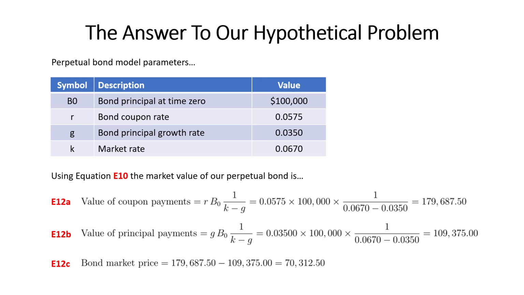So E12C, that's the bond market price. We take E12A minus E12B, because remember that the benefit of owning this perpetual bond is we get coupon payments worth 179,000. But the disadvantage is we have to constantly make principal remittances to the bond issuer, and the value there is 109,000. So our bond market price is therefore 179,687.50 minus 109,375. So the value of our perpetual bond for our hypothetical problem is $70,312.50.